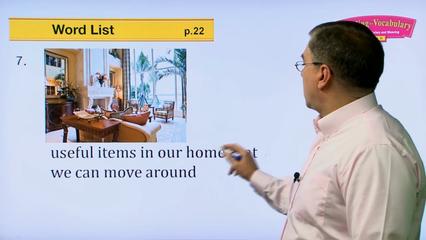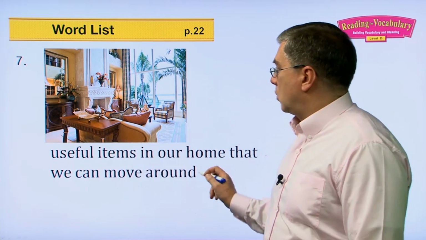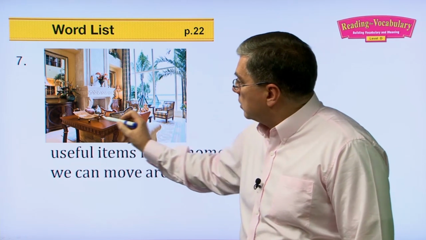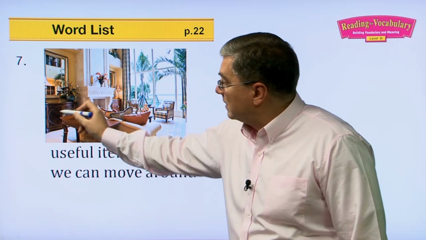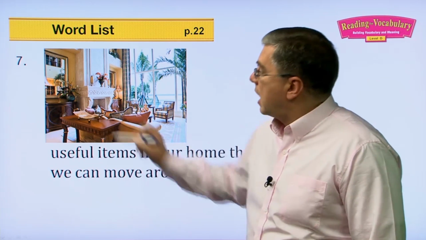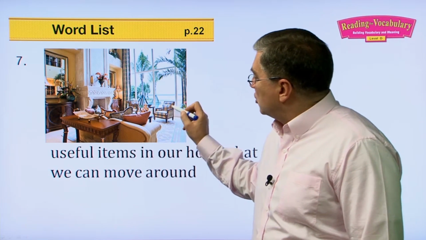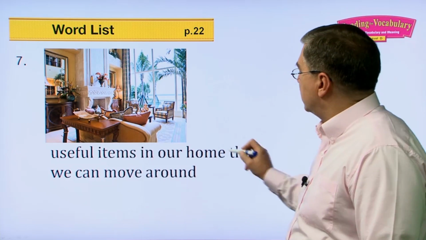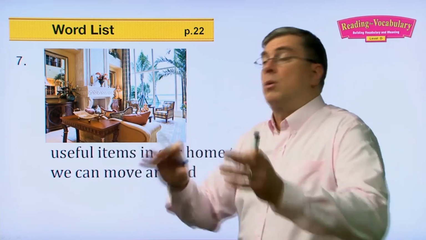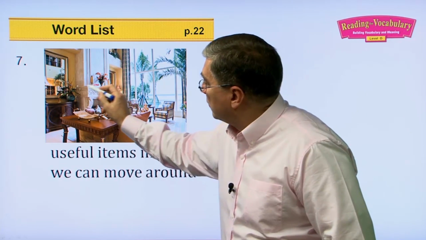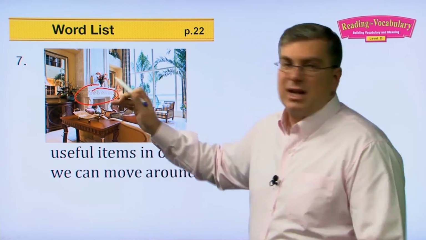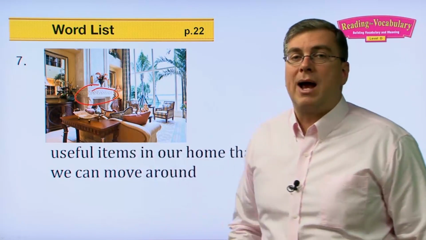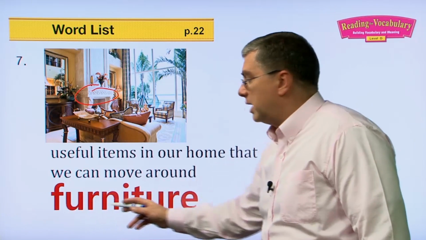Useful items in our home that we can move around. So there are many useful items. You can sit on them. You can put things inside them. They are containers. You can put things on top of them. So we're talking about chairs, sofas, tables, cabinets, useful items in our home but we can move them around. They're not fixed, right? This is a fireplace. When we're not talking about that, you can't move the fireplace, right? It stays there. But the things you can move around, we call furniture.